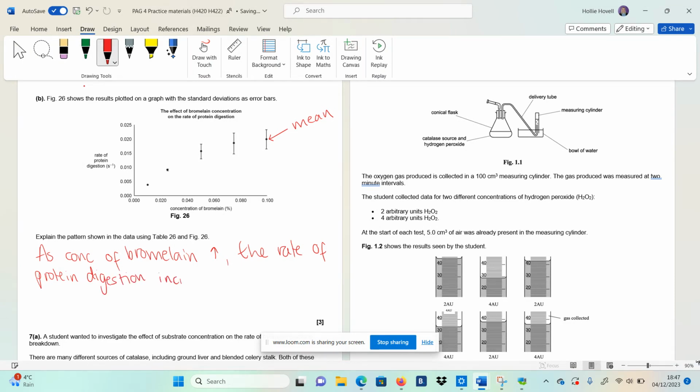increases. So if we were to draw a line of best fit on there, don't extrapolate past the first point or the last point, but draw a smooth curve, dot to dot-ish, if you can. You can see that it's definitely increasing, isn't it? It asked you to explain, so whatever pattern you've said, you needed to explain why it did that using the science. So it increases, which is basically describe the graph, but it's asked for explain as well. So as the concentration of bromelain increased, the rate of protein digestion increased.